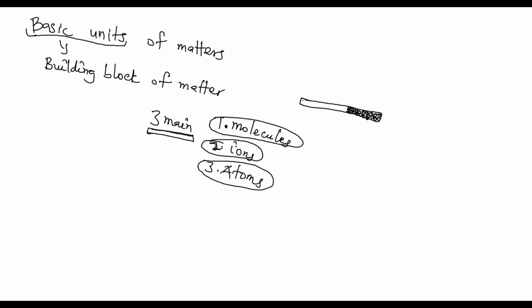So we will define these terms as we move forward, to understand what molecules are, what ions are, and what atoms are. But the best way to understand is to start with atoms, because if you understand atoms, the other ones, which are ions and molecules, are just various modifications of atoms. So we need to first understand what atoms are.